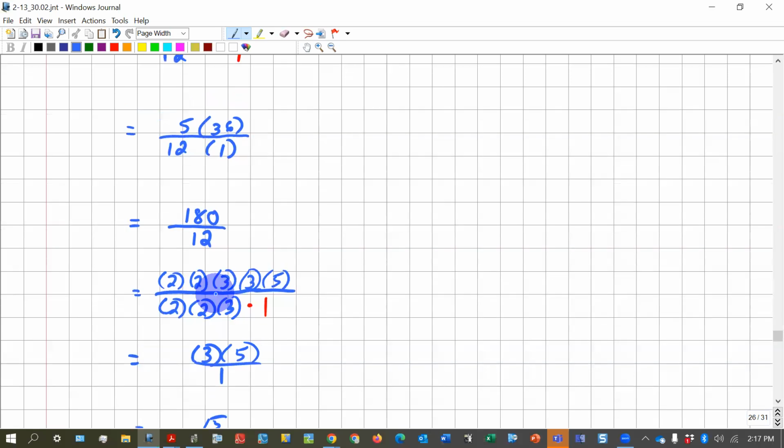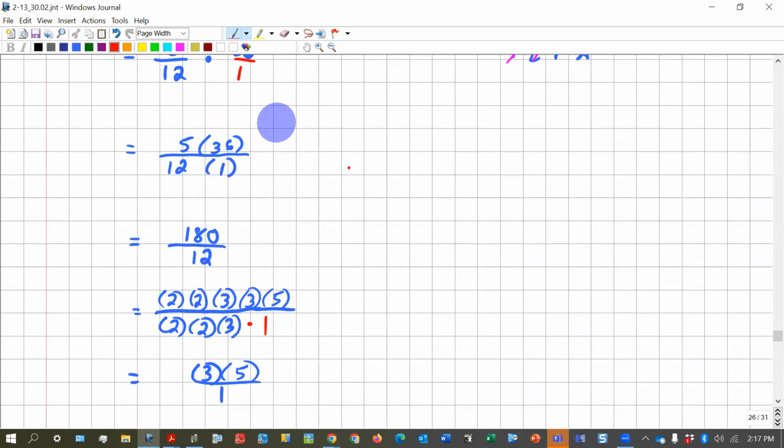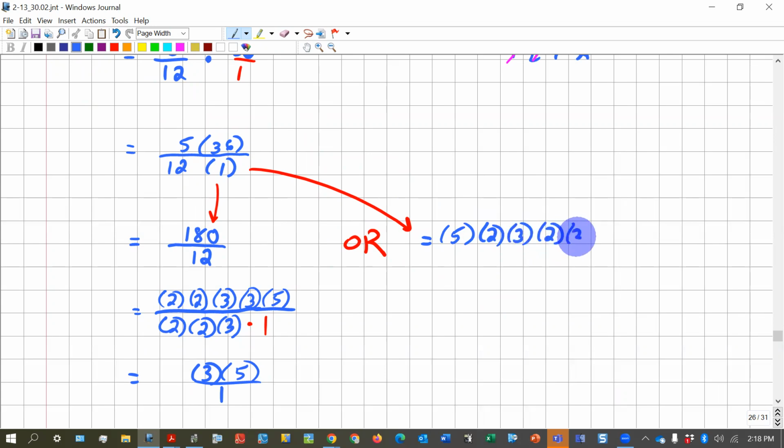Or rather than actually multiplying 5 times 36 and 12 times 1, I could have prime factored 36 as 6 times 6. So that would be 2 times 3 times 2 times 3. And 12 is 2 times 2 times 3 times 1. And that would save me a step.